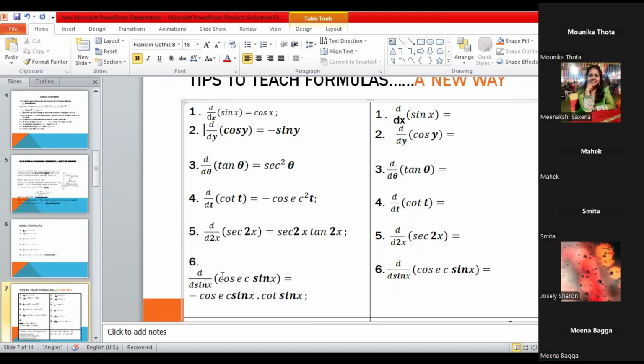In the same way, dy by d sin x of cosec sin x. This is the function of a function concept. Still, in the basic formulas, we have to cover it.